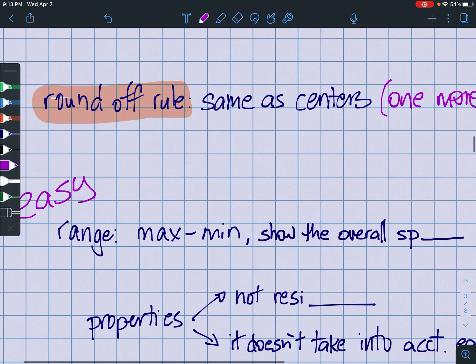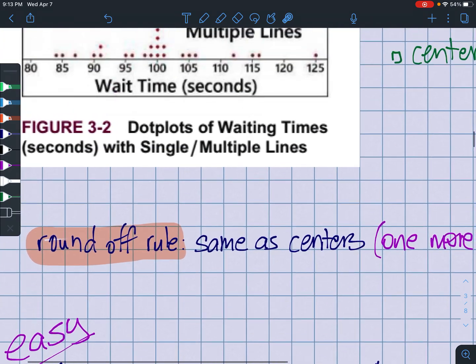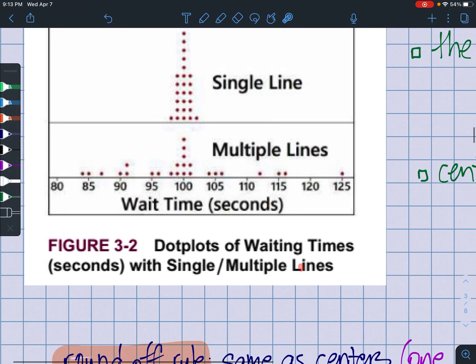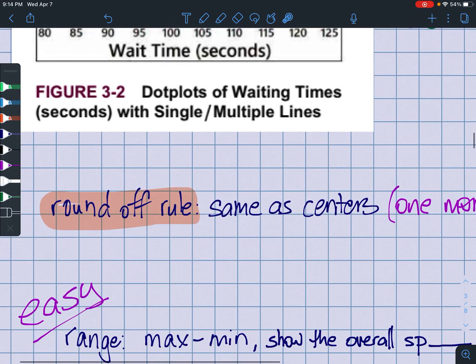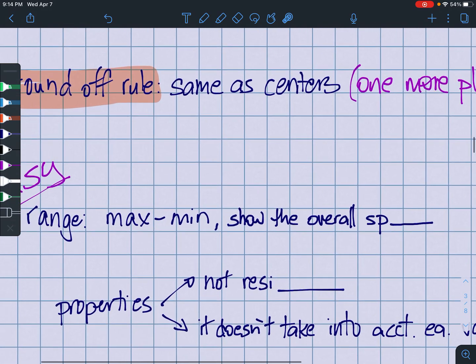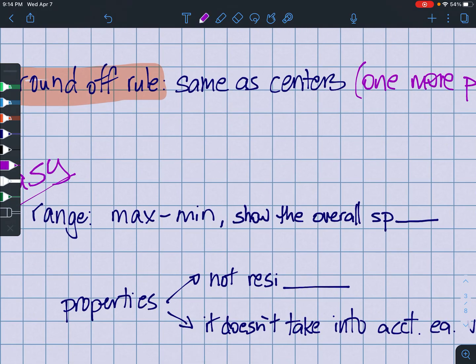All right. The simplest one that you've been introduced to in the past has been the range. Okay, what is the range of the two numbers? Max minus the min. And you can see here, if I take the max minus the min, the range of this is much shorter than the range of this one. All right, so this is a simple one. It shows the overall spread of the data.